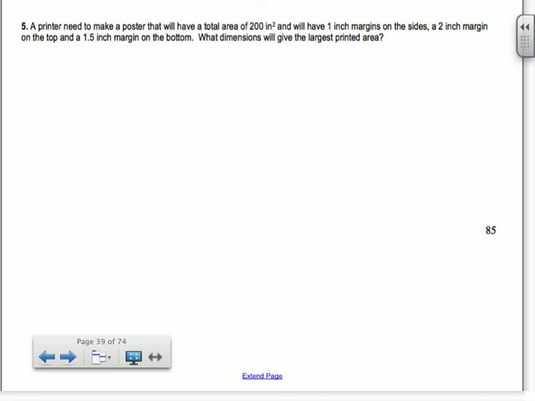Okay, I put this question on the in-class test last year. So a question just like it on the in-class test, and people missed it. So I pay attention. All right, so draw a picture first. So a printer needs to make a poster that will have a total area of 200 square inches.